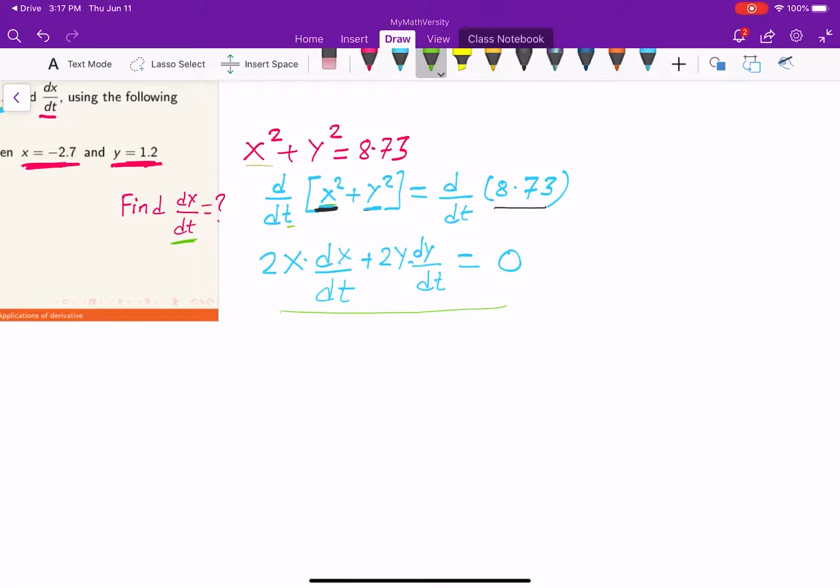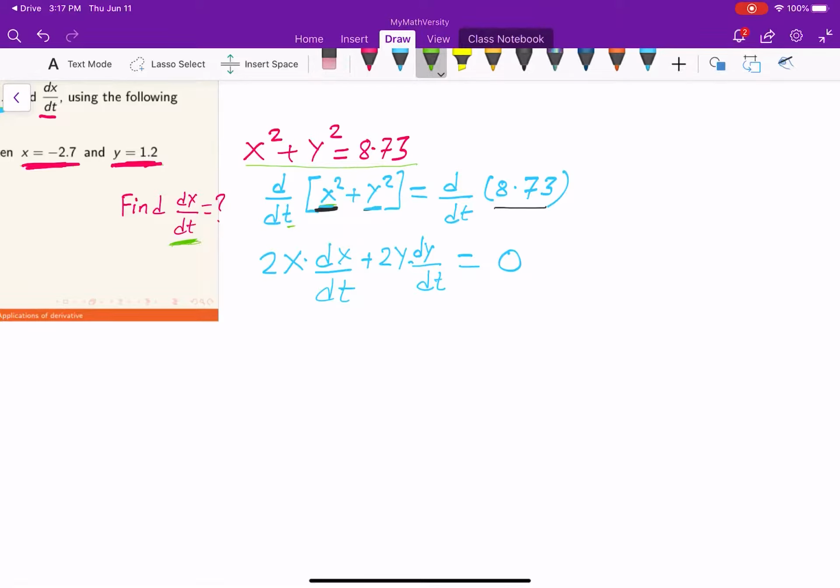Earlier, originally, we were given the relationship between the variables. Now we can see that here we have the relationship between the rates of change. There is the derivative of x with respect to t, and the derivative of y with respect to t. So that means the rates of change are related to each other. That's why it's called a related rate problem.